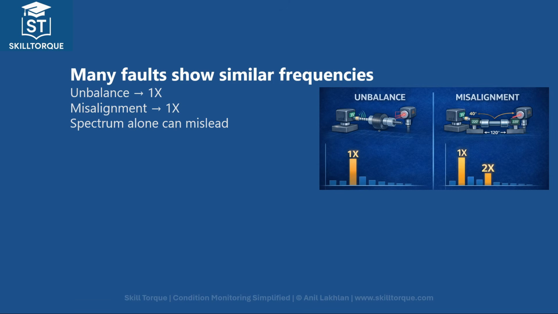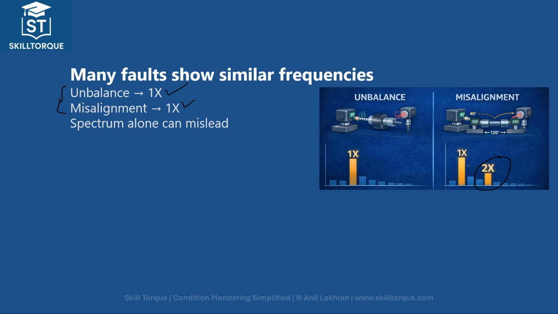So let's take one example of very basic faults, that is the unbalance and misalignment. They both can show the 1x, or you can say the first multiple of the RPM. Many of you can argue that in misalignment, not only the 1x but also the 2x and 3x will be present. It's fine, you are right, but it's not always true.